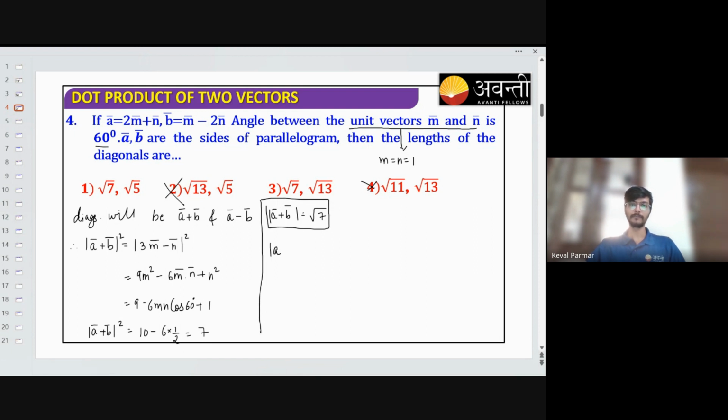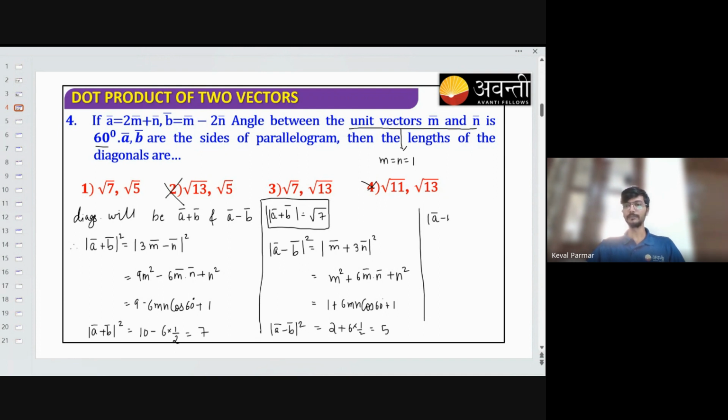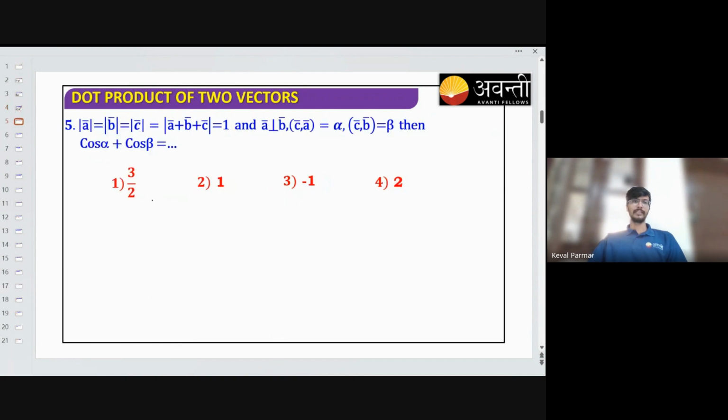Let's find A vector minus B vector. A vector minus B vector will be equal to m vector plus 3n vector. So let's square it on both sides again, using the same formula. It'll be m square plus 6 m vector dot n vector plus n square. Correct, guys? Here m square is 1, plus 6 m n cos 60 degrees, plus 1. This is basically 2 plus 6 into half, which is equal to 5. So this is A vector minus B vector squared, and A vector minus B vector will be root 5. So one of the diagonals is root 7, the second diagonal is root 5. That means my option is A, the first option. Correct, guys? Let's move on to the next question.